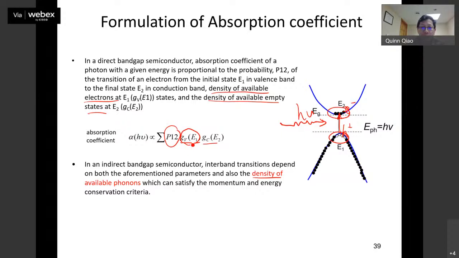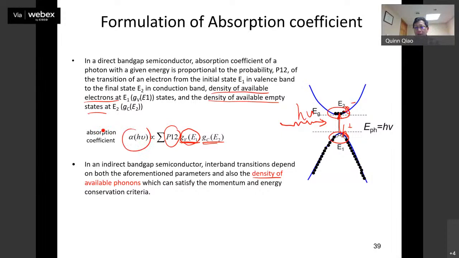this is the availability of electrons. You have to have electrons there, not the empty state. Empty states don't count. So basically, you can see the density of electrons in the conduction band and the density of holes in the valence band. Okay, and then multiply by the probability for them to meet each other. That's how you figure out the absorption coefficient.